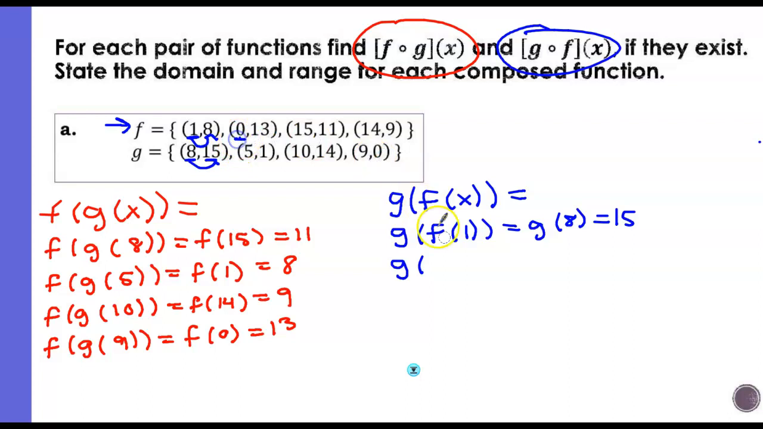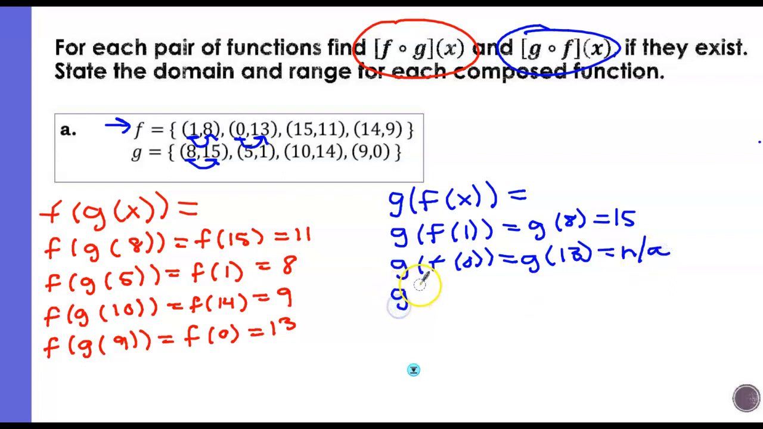I'm going to next find g of f of 0. So plug in f of 0, I'd get 13. And then g of 13, I don't actually see an answer there.